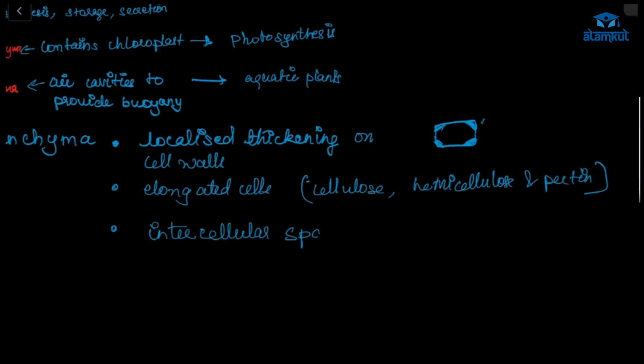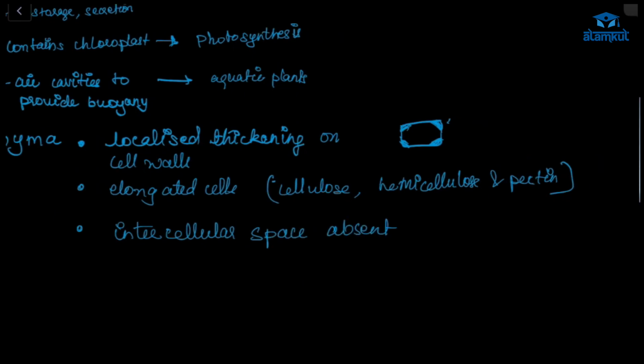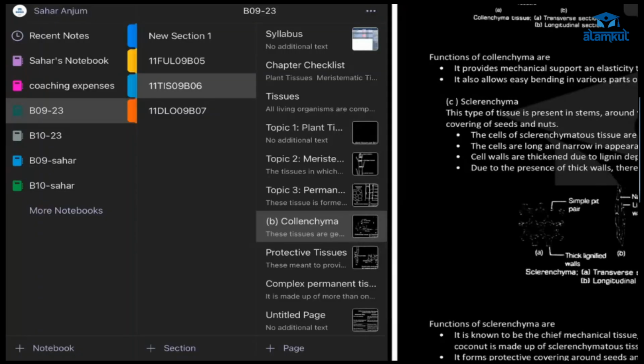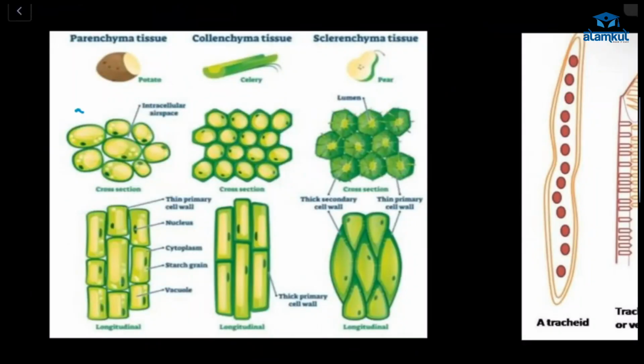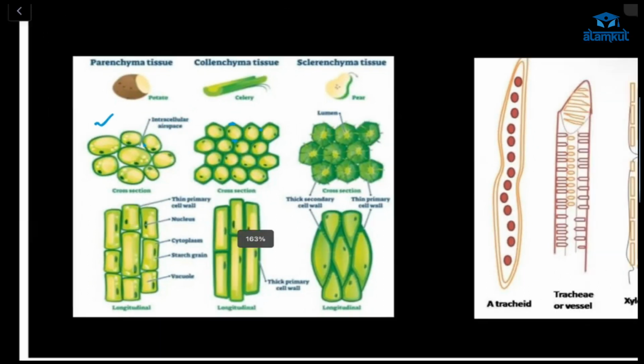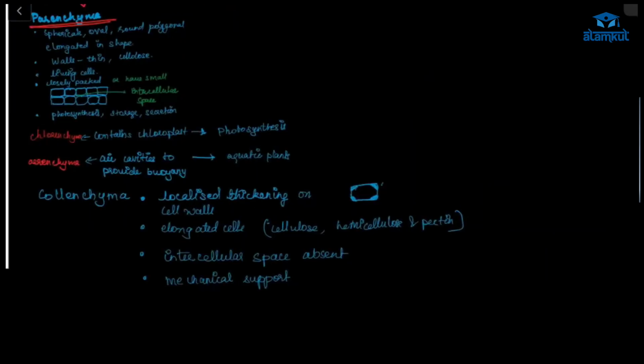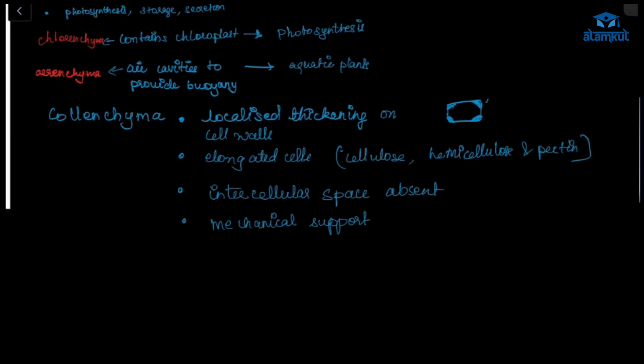Pectin. They are used for mechanical support. See, this is our parenchyma and this is our collenchyma. Only localized thickening in particular parts, and they have no space, whereas space is there in the parenchyma. Everyone understood? So collenchyma gives mechanical support and helps in bending of various parts of the plant.